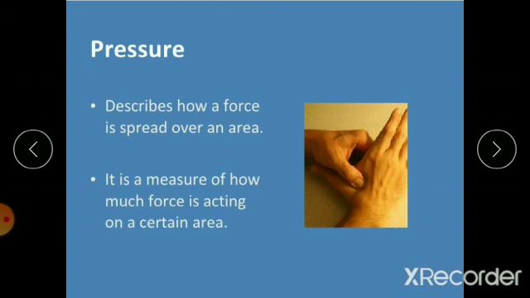So your homework is to write the SI unit of force. And how will you find out the resultant force if the force is acting in the same direction and in different directions? And what is the pressure? What is the SI unit of pressure?